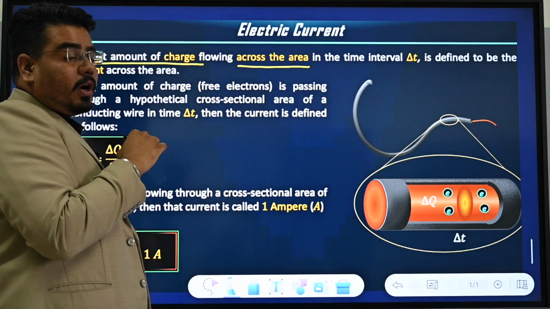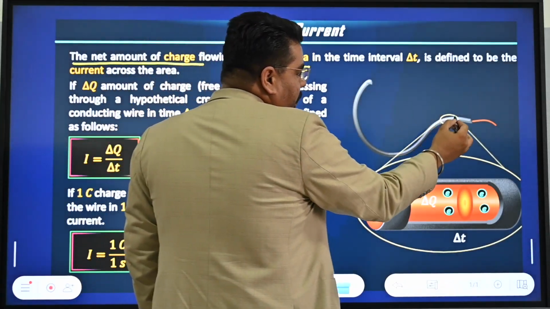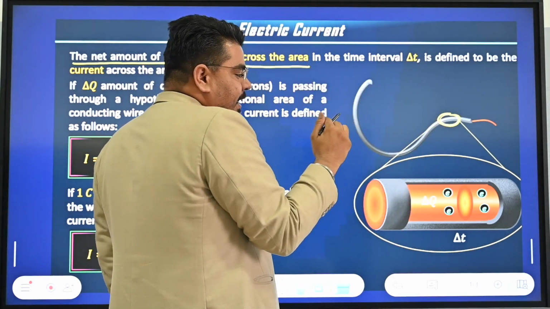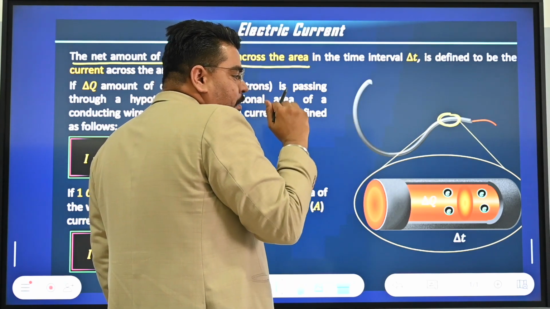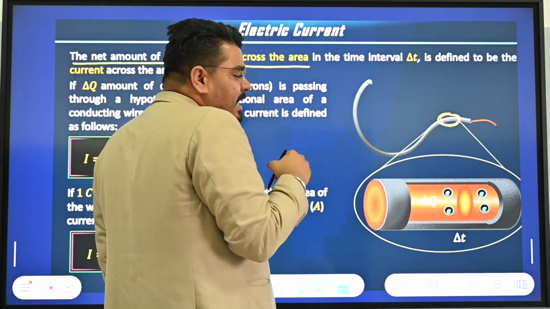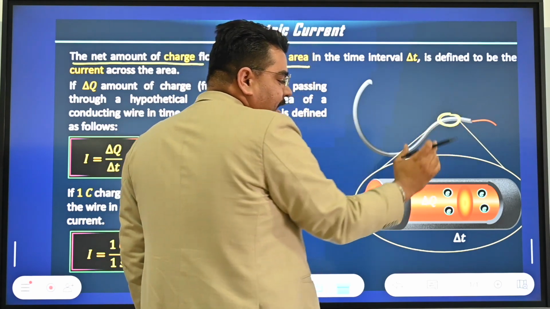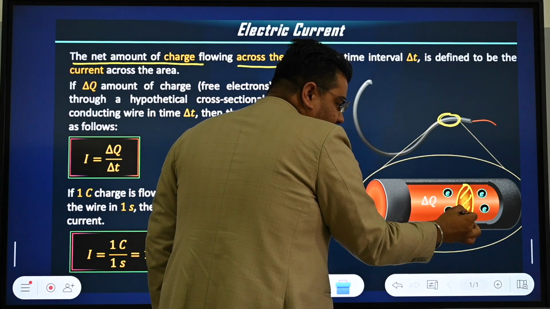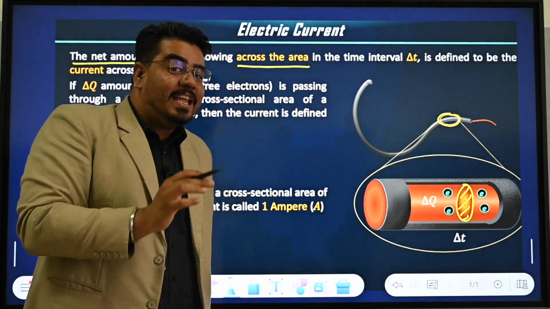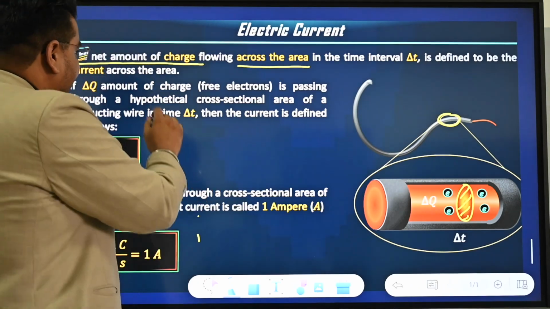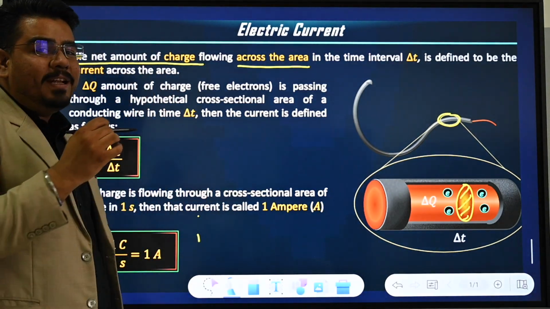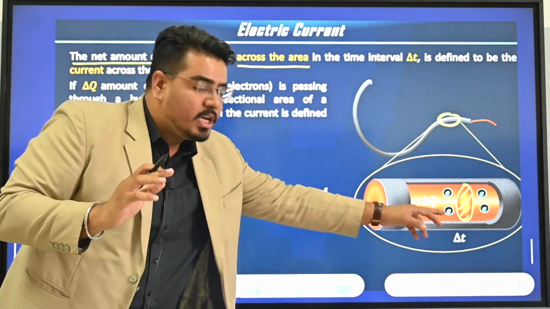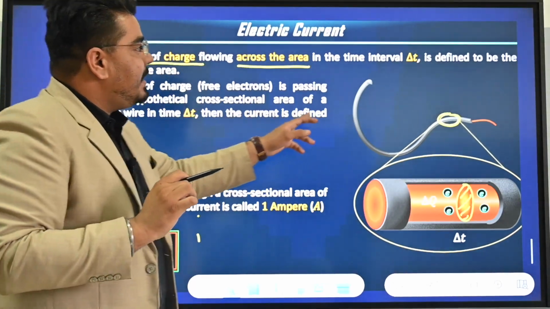Now sir, which area they are talking about? Now see guys, if we talk about one wire and let's suppose take one small element of this wire and zoom into this. Now when you zoom in, this is how the wire will look. Let's suppose we take out the top layer of this, and inside this is basically this circular part that you see, which is nothing but the cross-sectional area that we talk about. So they are saying that the net amount means the total amount of charge that passes through this cross-section area in the time interval delta t.